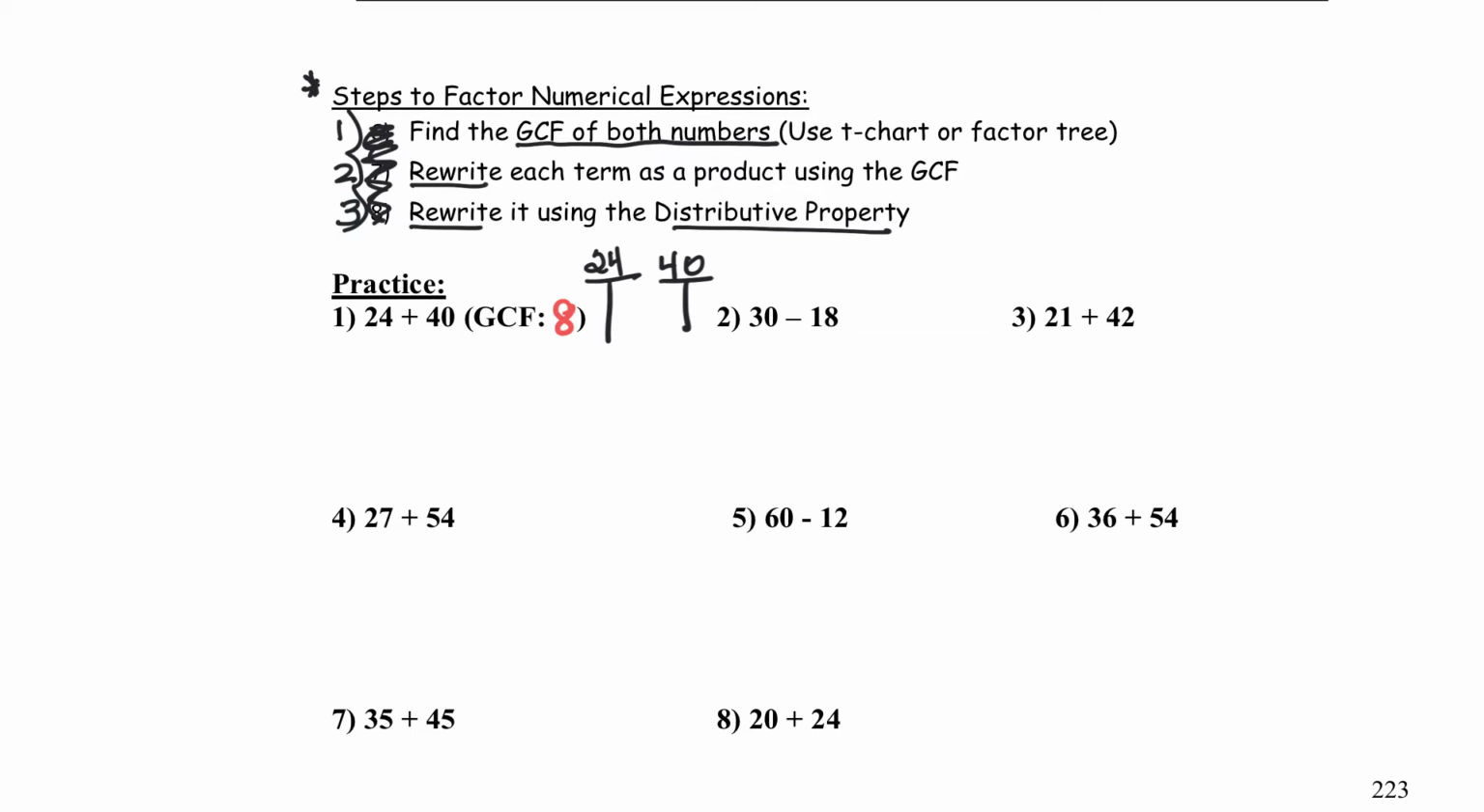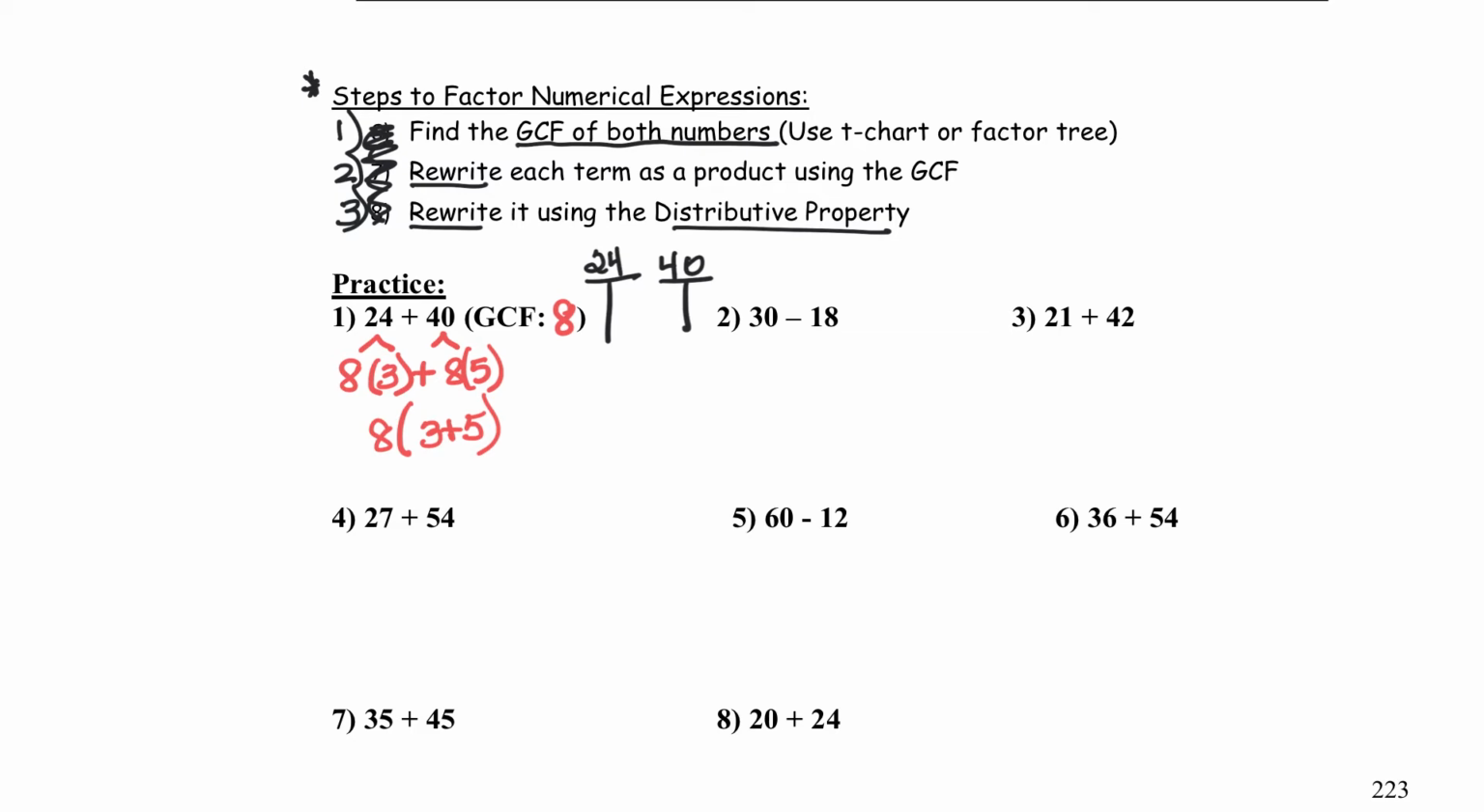Now, I take that 8, and I am going to multiply each term. 8 times what is 24? 8 times 3 is 24. Plus 8 times what is 40? 8 times 5 is 40. So what do I wind up with at the very end? 8 times 3 plus 5.